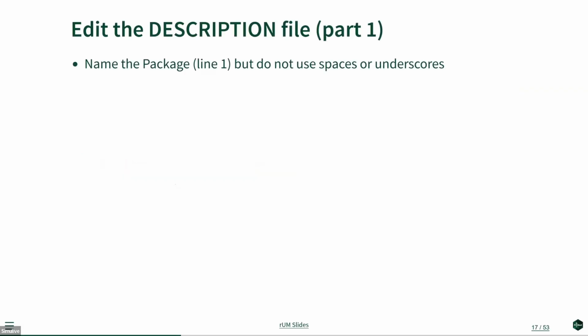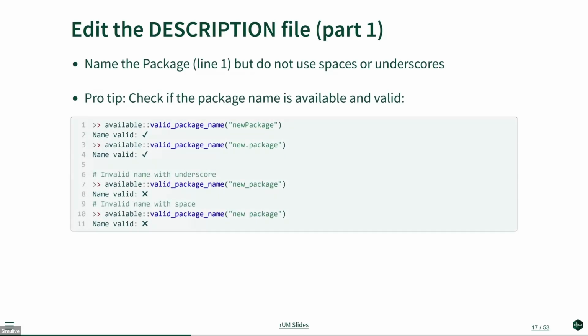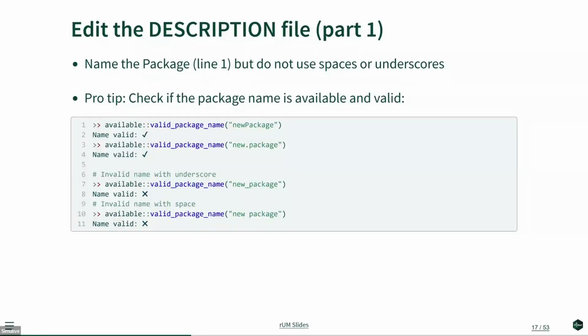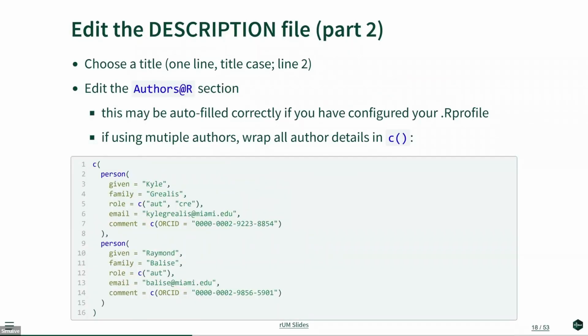So let's choose a name for our package. We can use the available package with a valid package name function. Notice that underscores and spaces are invalid, but using camel case and the period is acceptable. If you use more than one author, be sure that on lines 5 and 12 in our example here, we only designate one person as being the creator, which is also known as the package maintainer.